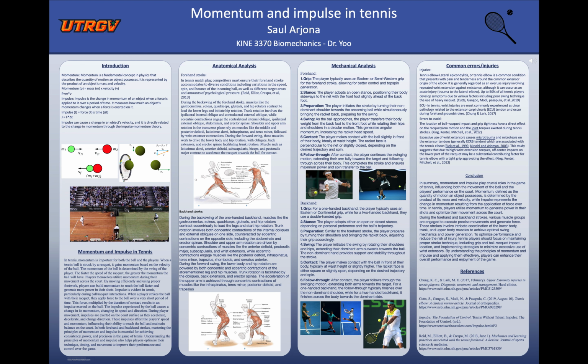ECU. In tennis, wrist injuries are most commonly experienced as ulnar pathology related to the extensor carpi ulnaris tendon and occur during forehand ground strokes. Errors to avoid these injuries. The location of the ball, racket impact, and grip tightness have a direct effect on the racket and arm motion and on joint torques exerted during tennis strokes.